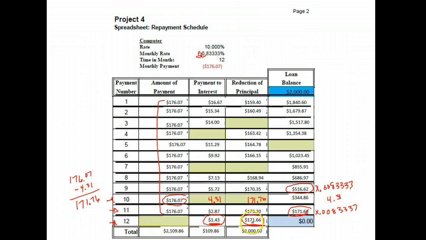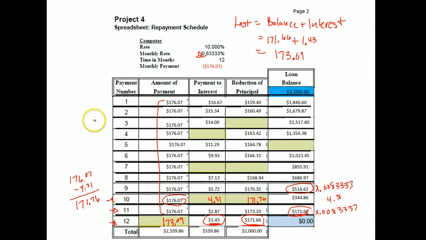So on the last payment, it works a little differently. Okay, so the last payment, you take the final balance of the loan plus the interest that's owed. Okay, so we take our final balance of $171.66 plus the interest that's owed on that payment, $1.43. And that tells us what our last payment will be. Our last payment will be $173.09. Okay, so that is how you fill out the spreadsheet for the first part of Project 4.